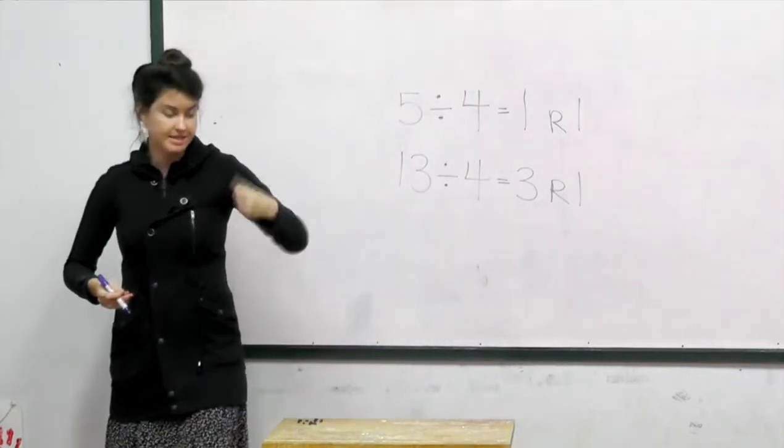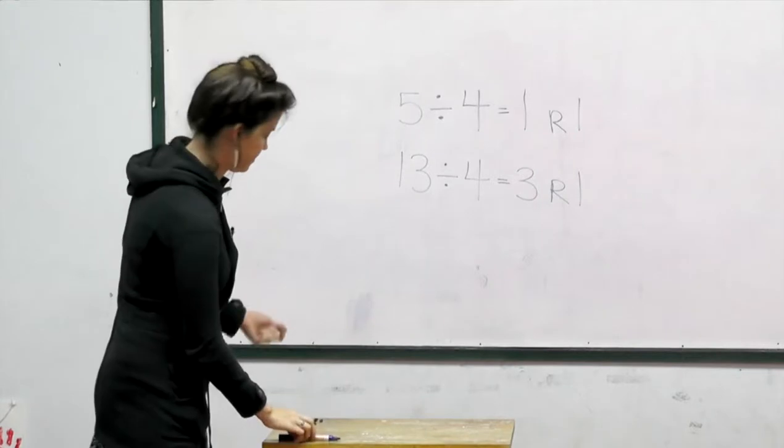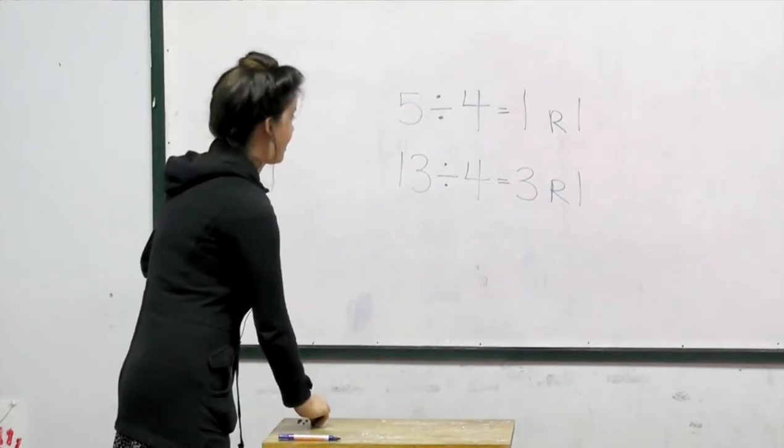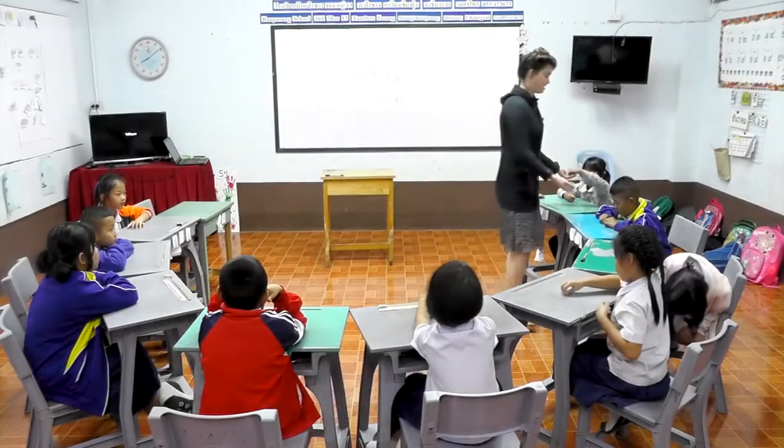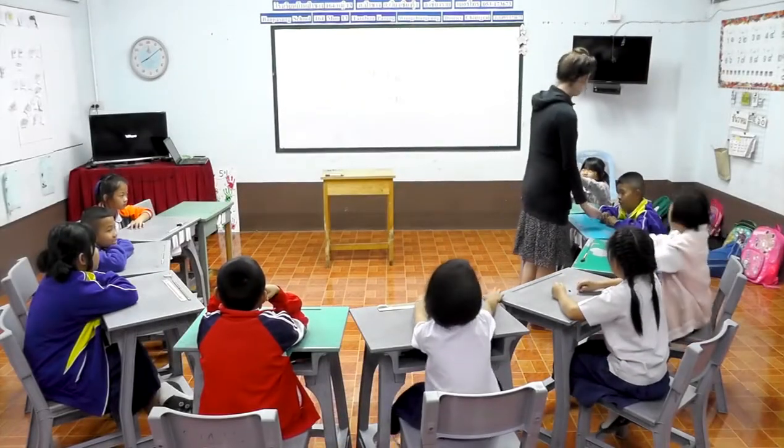So you want to keep passing things out until you have equal groups. And then you have your remainder.